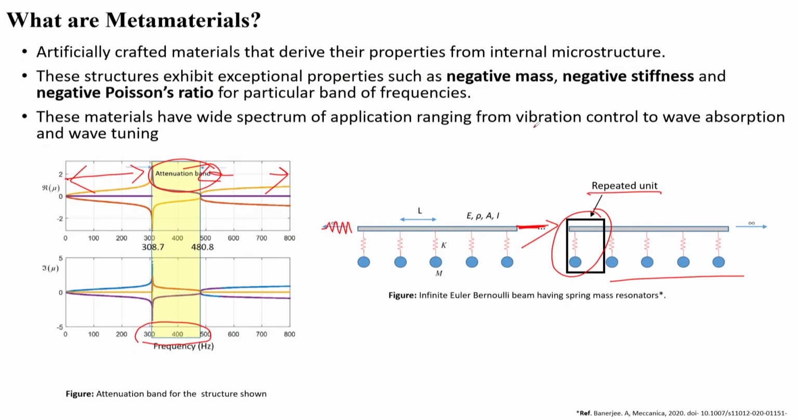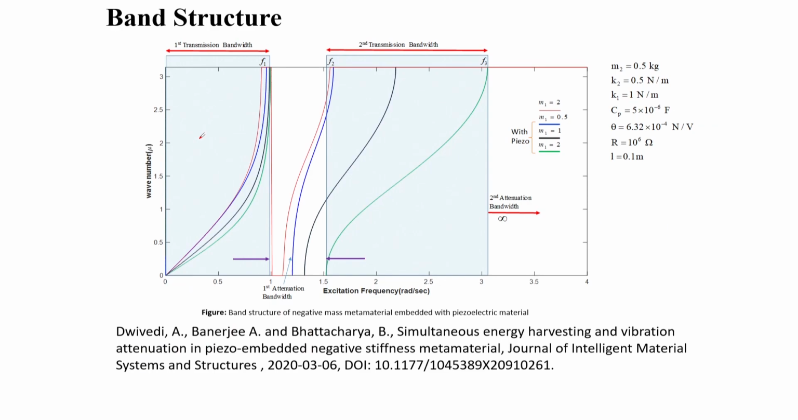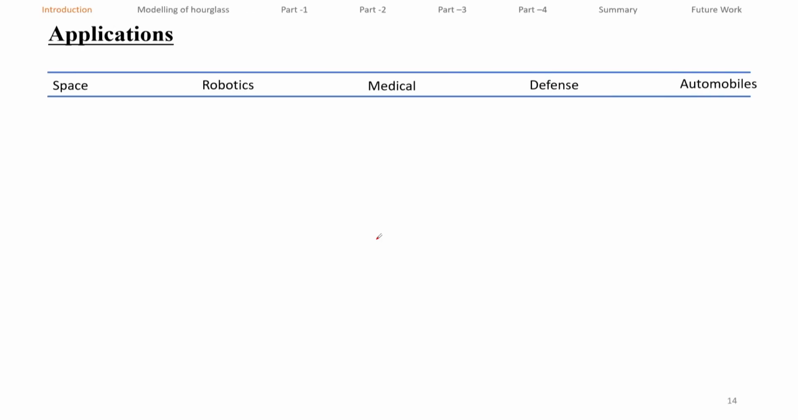So, they have applications in vibration control, wave absorption, wave tuning. For many such things, it has become inevitable to use such a system. So, this is one application where the two things merge. That means, there is an attenuation band, but can I control that attenuation band willingly? Yes, we can do that. You can shift it as you wish with the help of some smart material that you can integrate in the system.